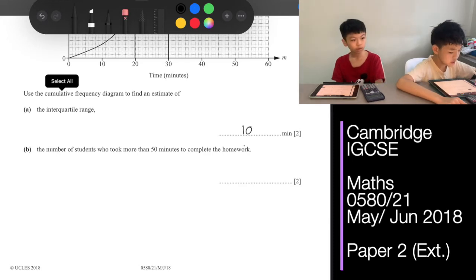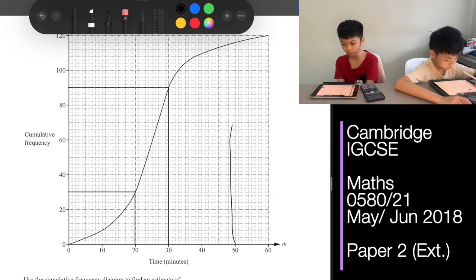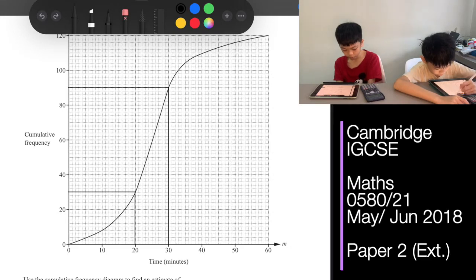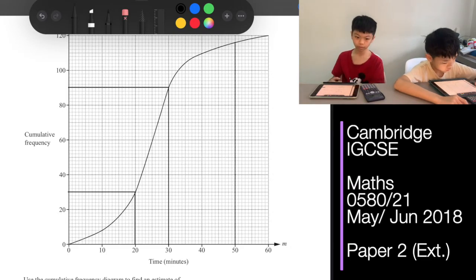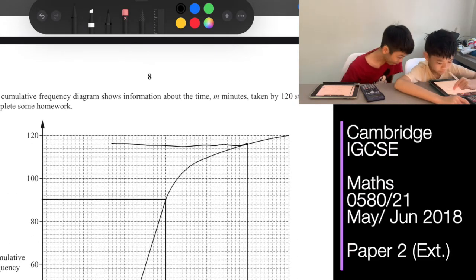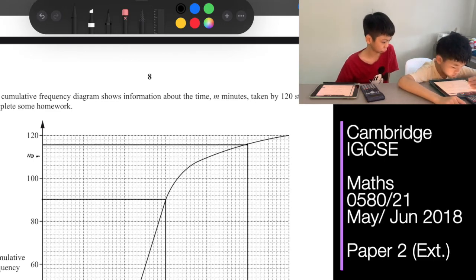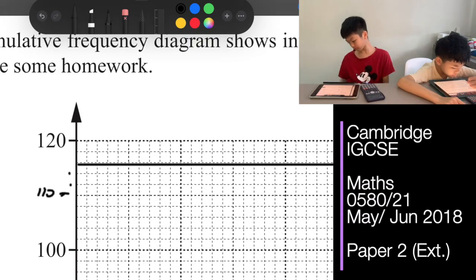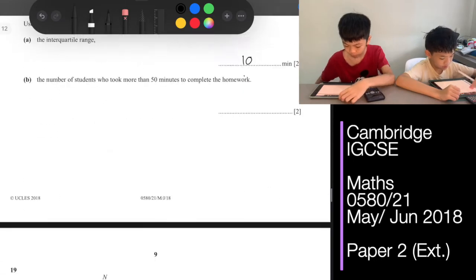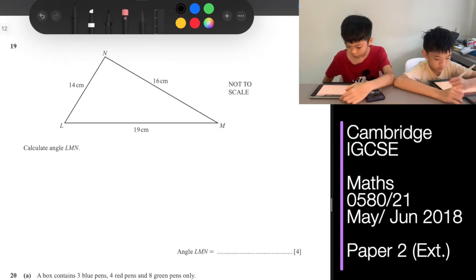For question 18b, the number of students who took more than 15 minutes to complete the homework. So 15 minutes, all the way up. Okay, not all the way up, it stops somewhere at the graph. And then we join it to this side. So here would be 116. 120 minus 116 is 4.